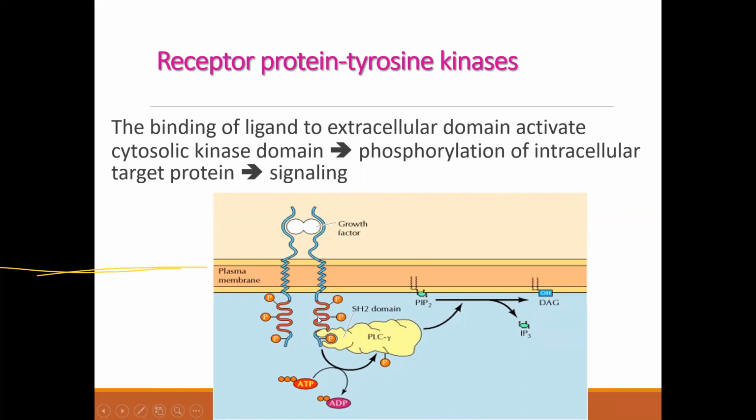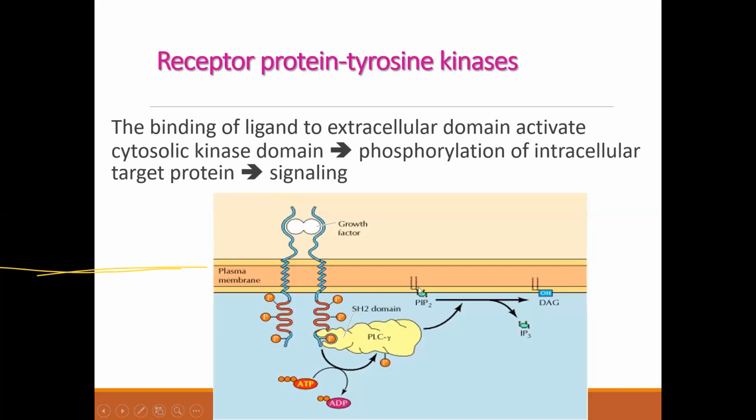And because this is the protein tyrosine kinase enzyme, it means that this enzyme can phosphorylate, or add a phosphate group, to another type of protein. Okay, in this picture, they add the phosphate to another type of enzyme. We call it PLC gamma enzyme, phospholipase C gamma enzyme.